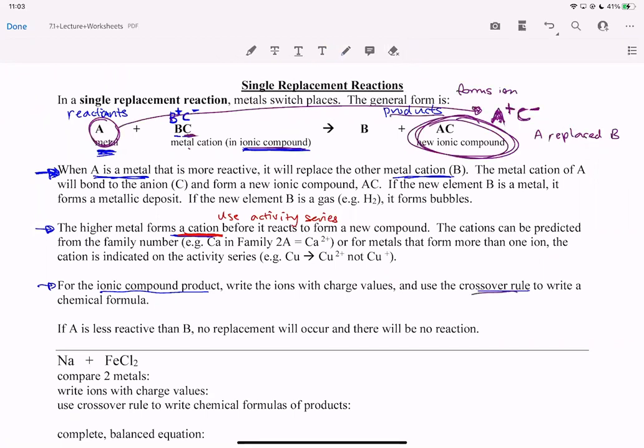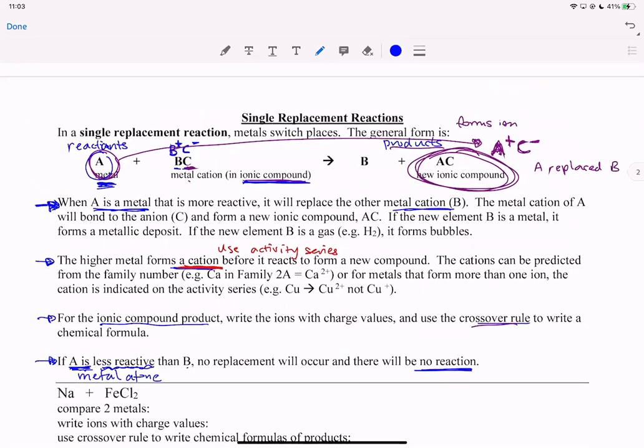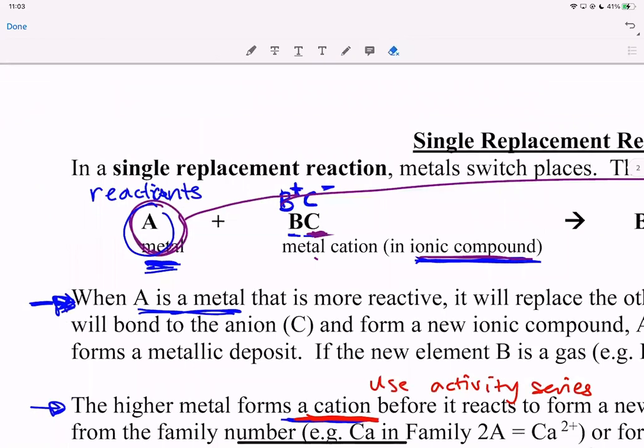Okay. Now, one last thing to add is that you're not always going to have a replacement. And this is when the metal alone, A, so when A is the metal alone, notice here, it's by itself. When the metal alone A is less reactive than B, no replacement happens and there's no reaction, okay? And so we will see those examples. But what that means is, I kind of like to think about this zooming in on these two reactants here.